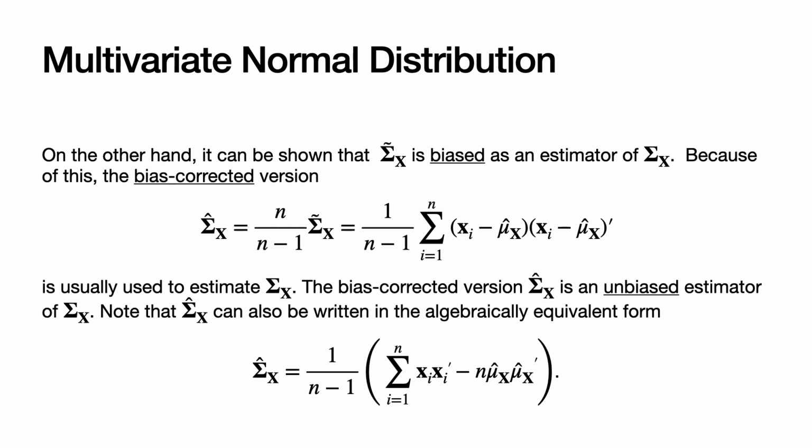So sigma hat sub x is equal to 1 over n minus 1 times the quantity, where we have the sum i going from 1 to n of x sub i times x sub i transpose, minus n times mu hat sub x times the transpose of mu hat sub x. And so it's basically the same expression we had a couple slides ago, but instead of dividing by n, we're dividing by n minus 1.